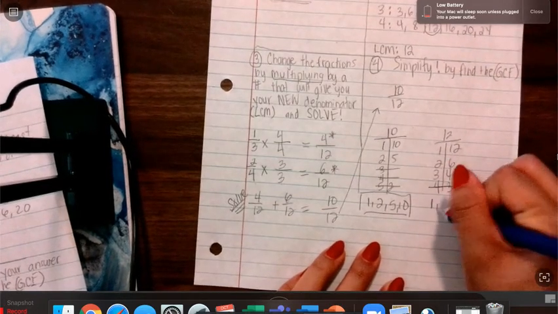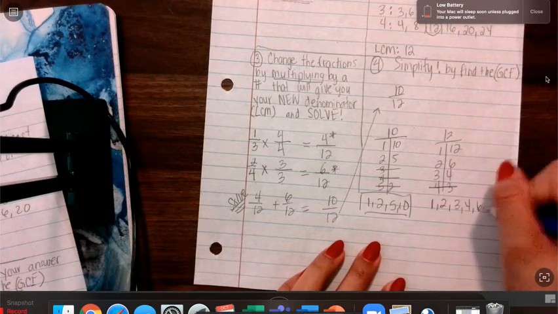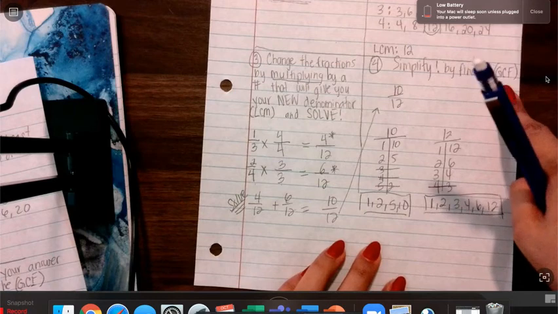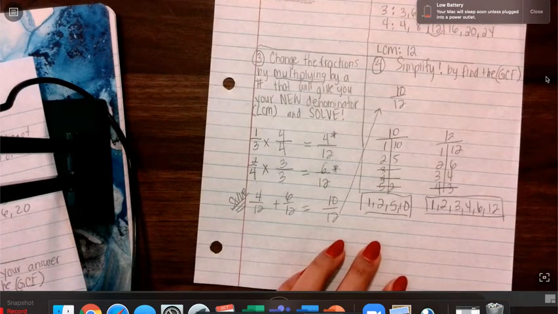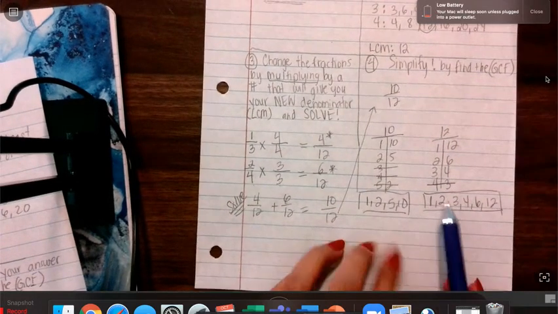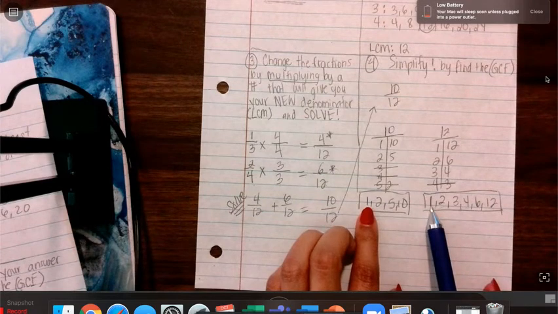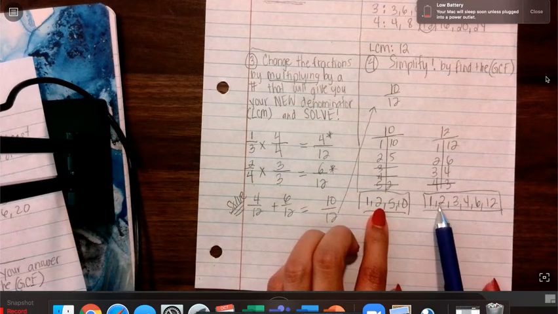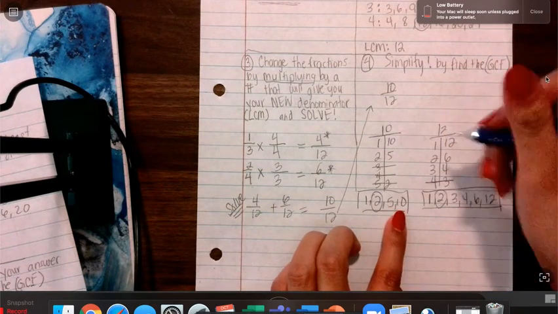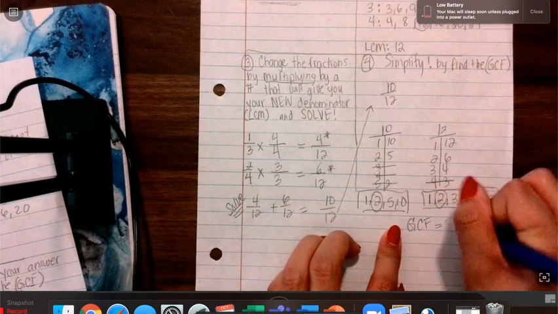What is the greatest common factor? The factor that they both have in common, that's the greatest. Let's look at our list. They have 1 in common, but that's not the greatest. Oh, they have 2 in common. That is the greatest. They don't have anything else in common. So our GCF is 2. Are we done yet? No. We found our GCF. We still have to simplify.